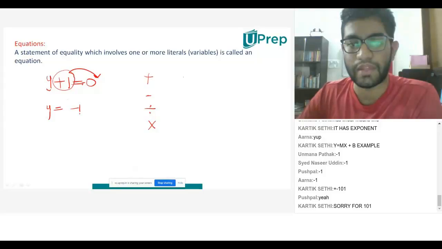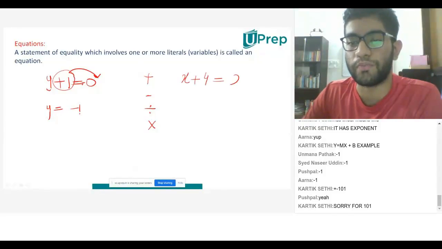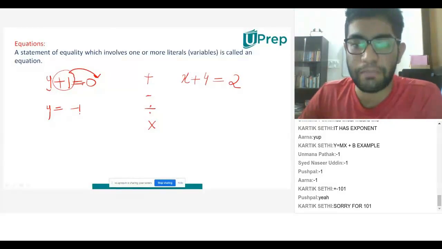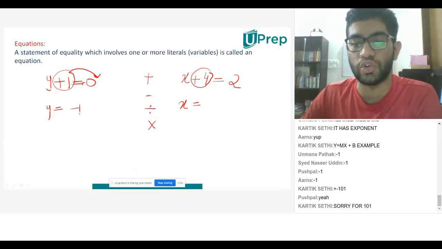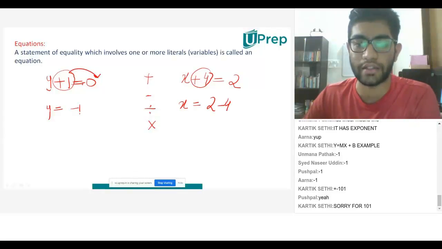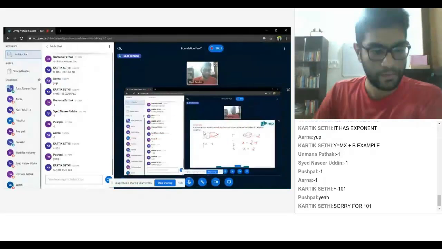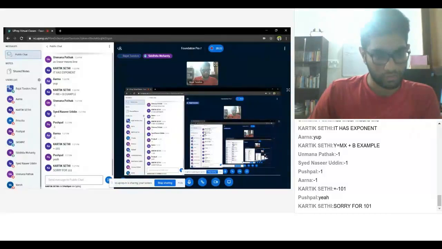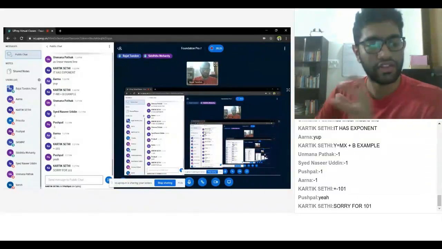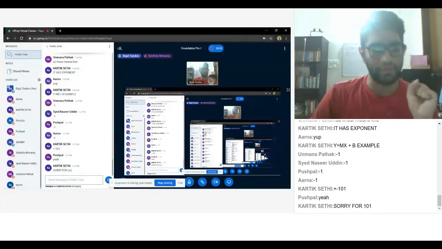If I say x plus 4 equal to 2, and I send plus 4 to the other side, I am getting x equal to 2 minus 4. Am I right? I get x equal to minus 2. Am I right? You guys agree with me? Yes, sir. This is what you have probably learned whenever you've come across this topic somewhere else.